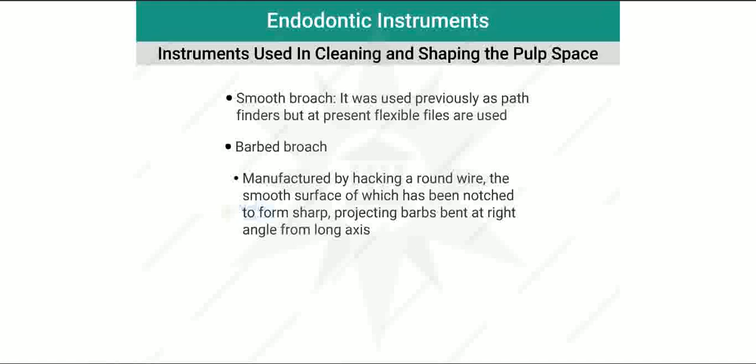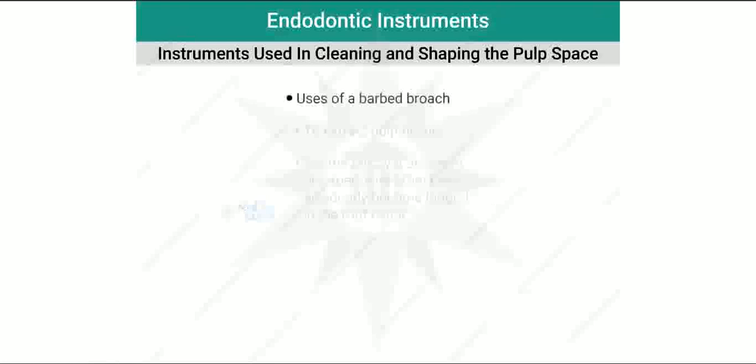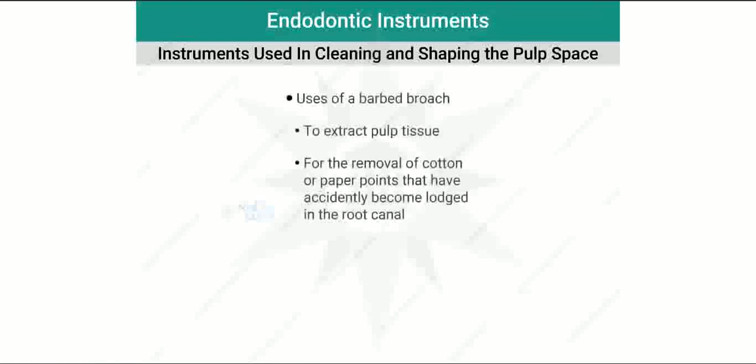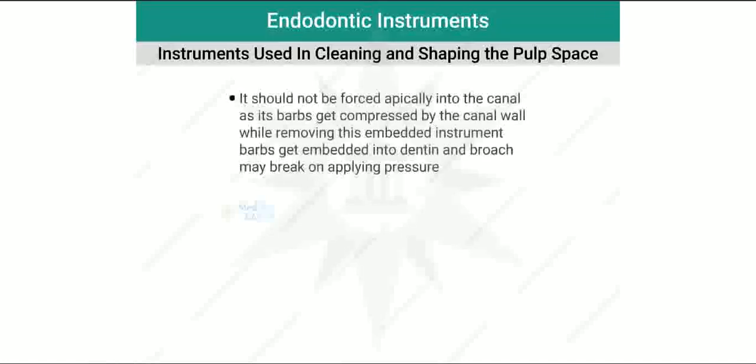Uses of a barbed broach. It is mainly used to extract the pulp tissue and for the removal of cotton or paper points that might have accidentally become dislodged in the root canal space. These barbed broaches should not be forced apically into the canal, as its barbs get compressed by the canal wall. While removing, the barb gets engaged into the dentin, which may lead to instrument separation.